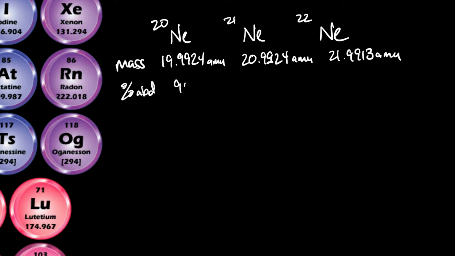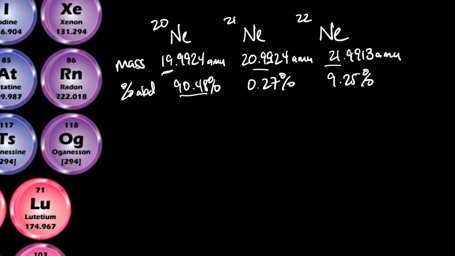So for neon 20, it's 90.48%. For neon 21 it's 0.27%, and for neon 22 it's 9.25%. Just by looking at the percentages, you should be able to quickly figure out where your average atomic mass should lie. Simply because neon 20 has the highest percentage and it's awfully high, you expect your average atomic mass to be much closer to this number here versus these numbers. But let's go ahead and figure it out.